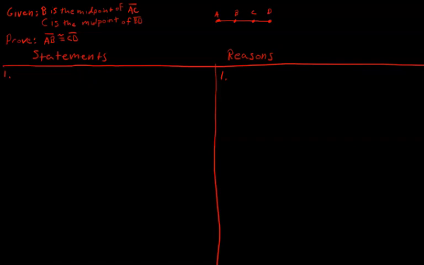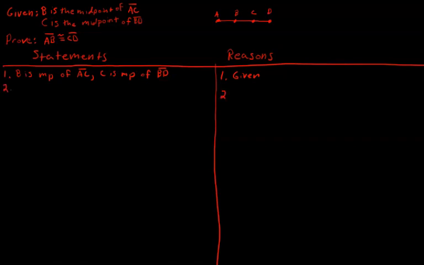So our statement here is B is the midpoint of AC and C is the midpoint of BD. And like with most of ours, the first reason here is given. So this is given to us as a fact. That means it must be true.